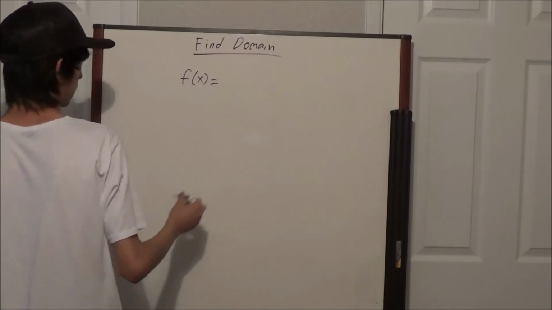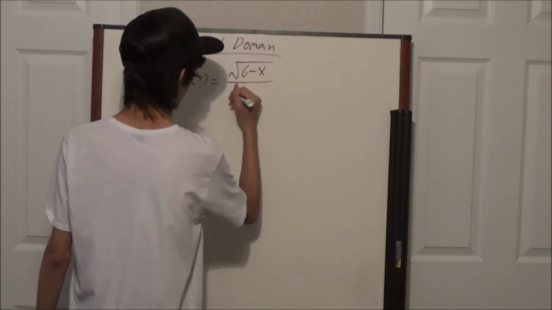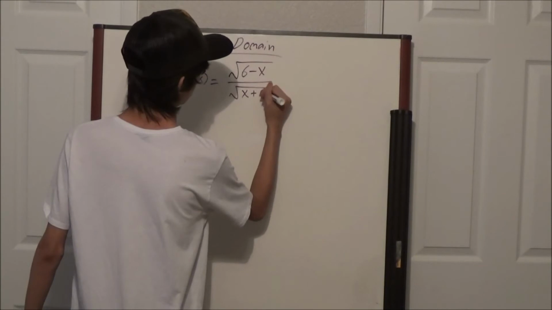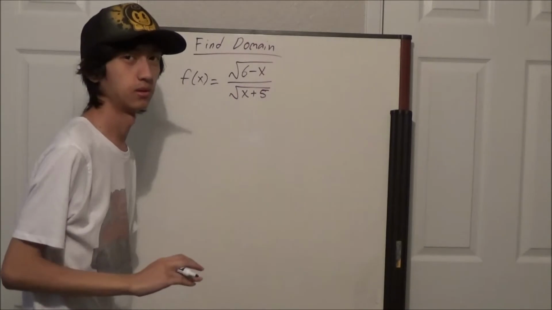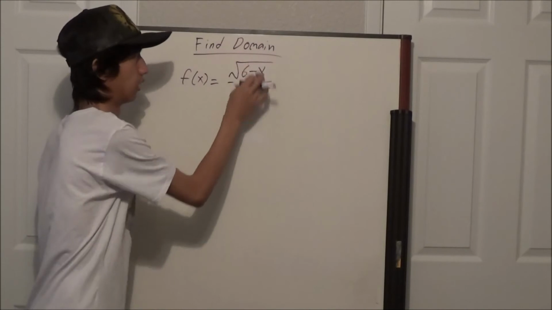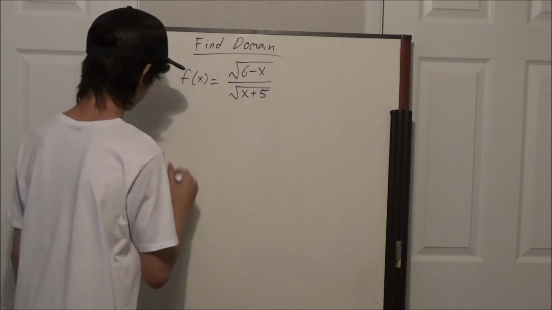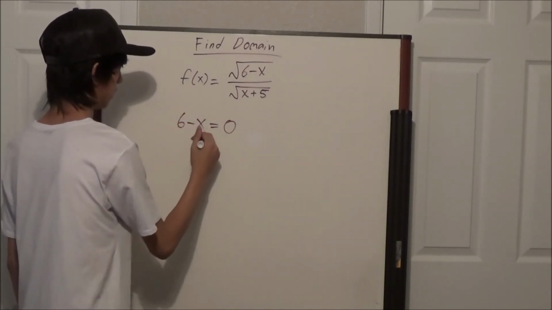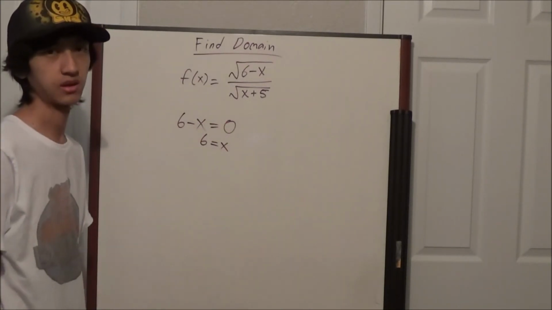Alright, this one's a little tricky. Okay, so here you're going to have to be doing a lot of testing. You can choose which one you want to go first. I'm going to do the top first. 6 minus x equals 0. If I put x to the other side, x is equal to 6.